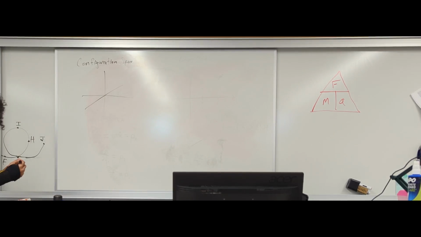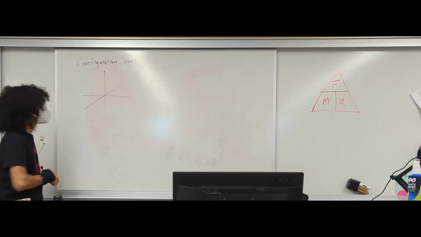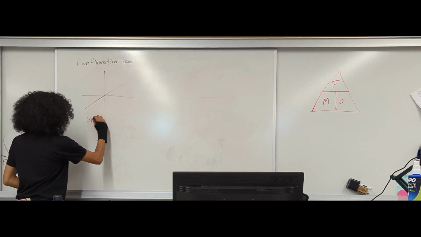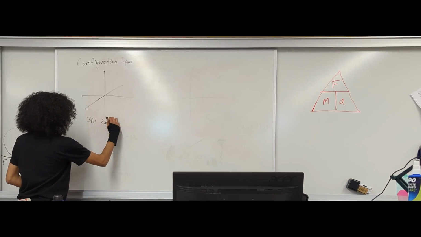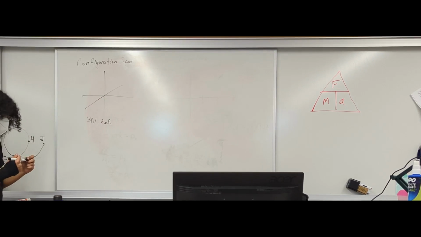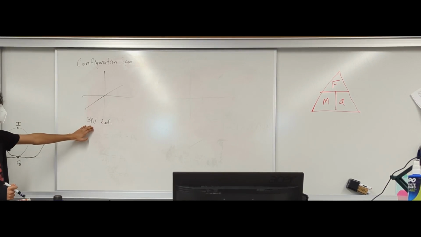Like we talked about before, for n particles, you have 3n degrees of freedom. So then your configuration space would be 3n dimensional.